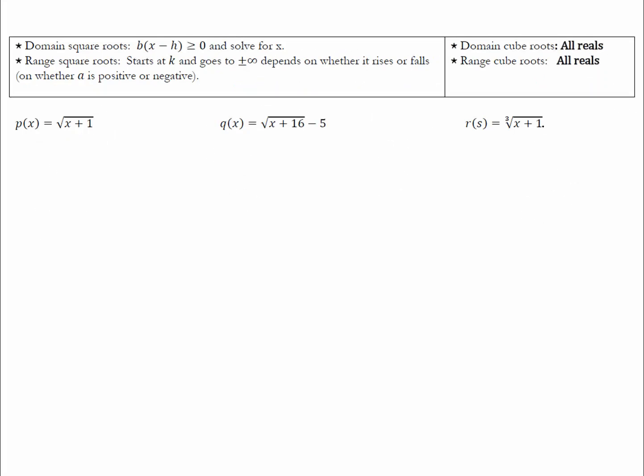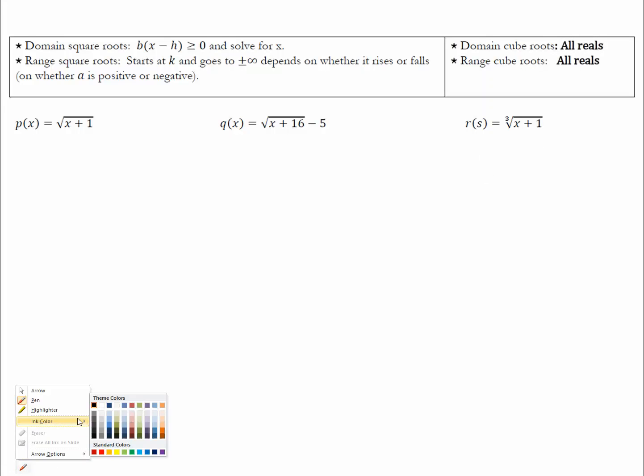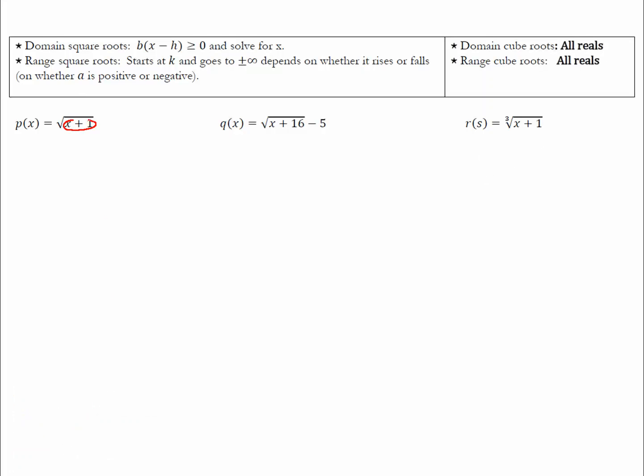Domain and range. All right, domain and range for cube roots. So this is a cube root. What is the domain? All reals. What is the range? All reals. There's nothing to calculate as a cube root. Now, if you've got a square root, we can't allow the inside of the radical sign to ever be negative.